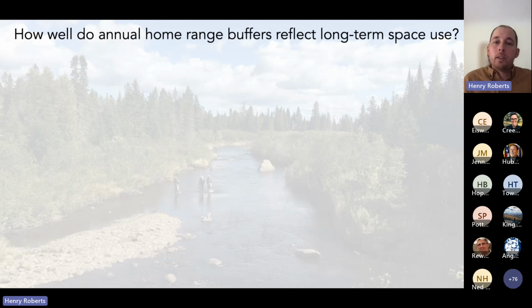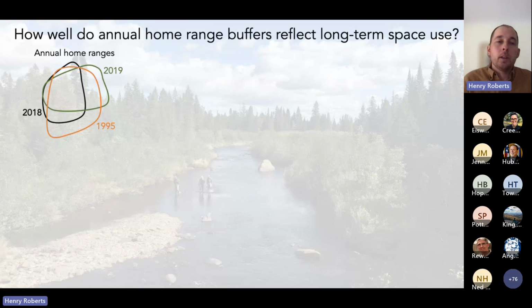So far, we really focused on fidelity between individual years, but we were also interested in the cumulative long-term space use for a given individual, and particularly whether we could draw conclusions about whether studying an individual within a short period of time could make inferences about long-term space use. So we asked the question, how well do annual home ranges and their buffers reflect long-term space use?